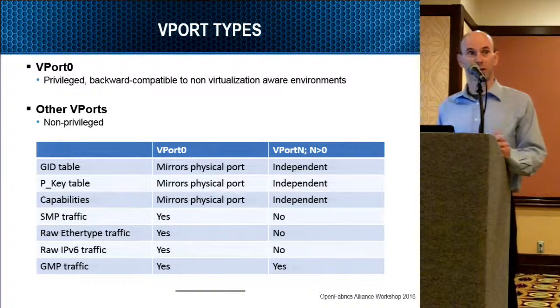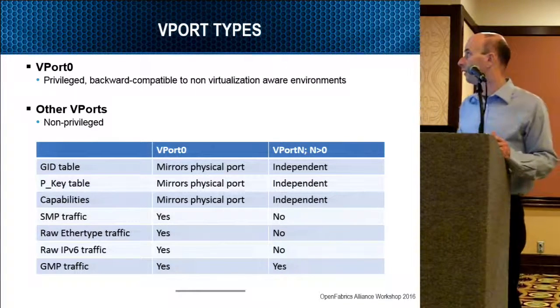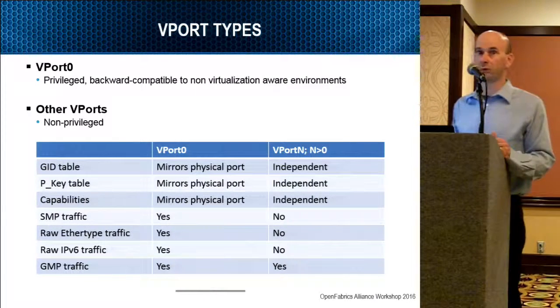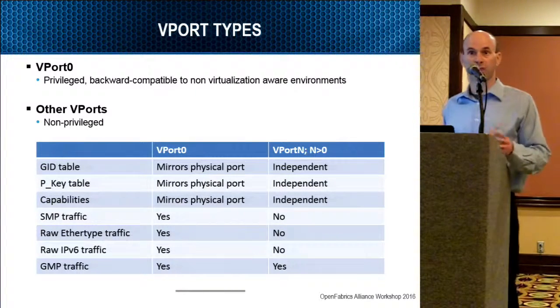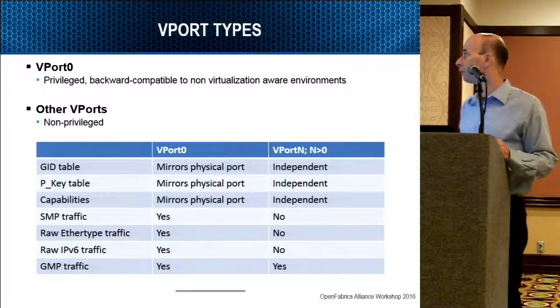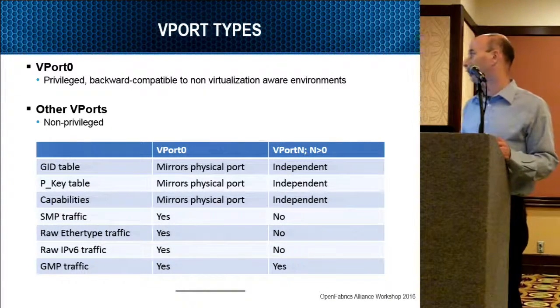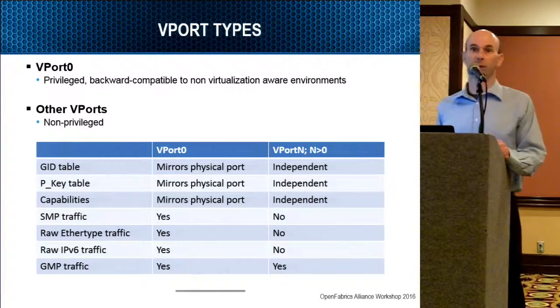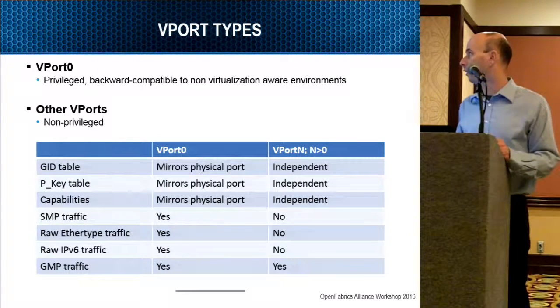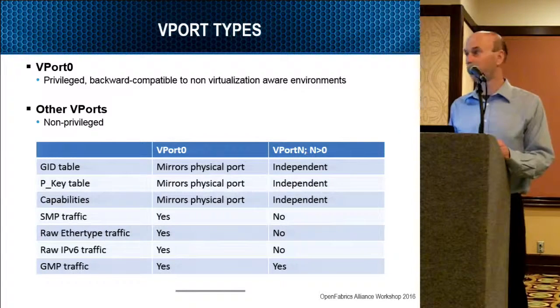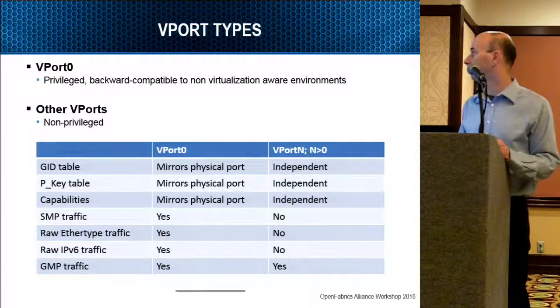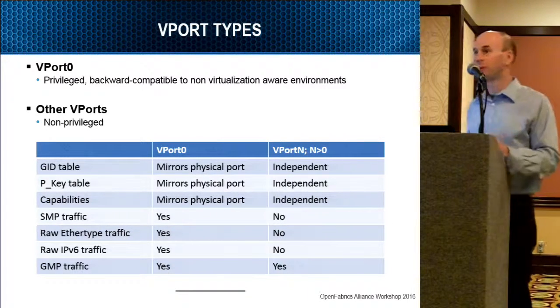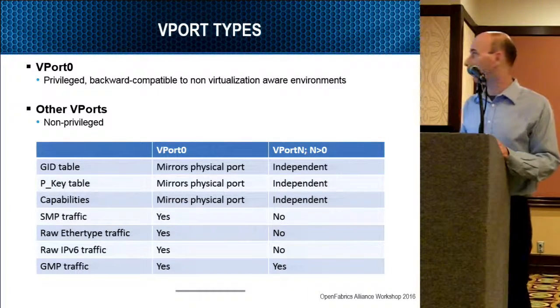If virtualization is not enabled, any virtual HCA that is associated with VPort 0 just works with whatever the same program the physical port. In terms of privilege, only VPort 0 can access the subnet management, and also the raw ether type and raw IPv6 interfaces. All the VPorts can open the QPs, but their packets are not going to go anywhere.